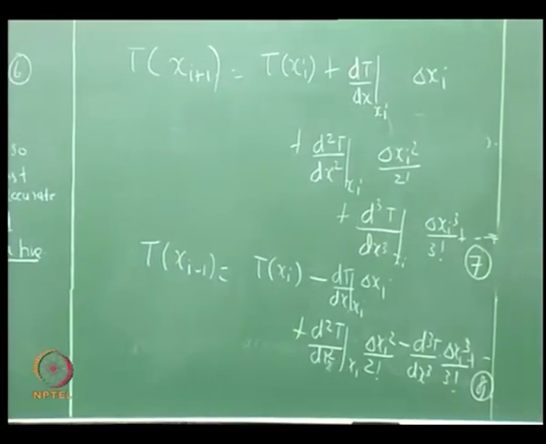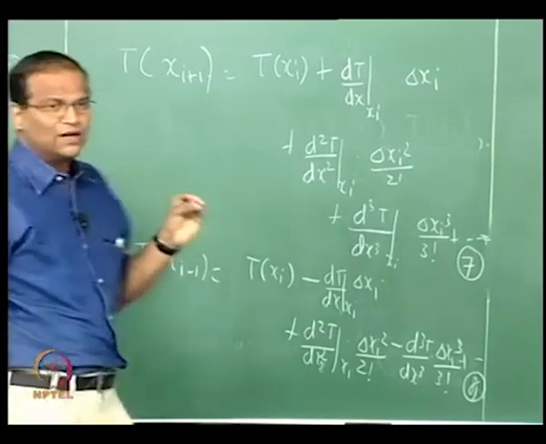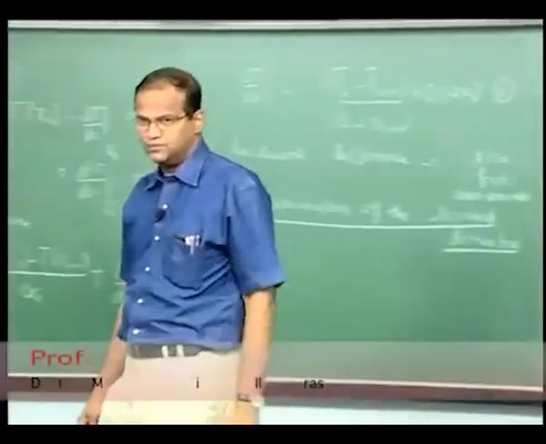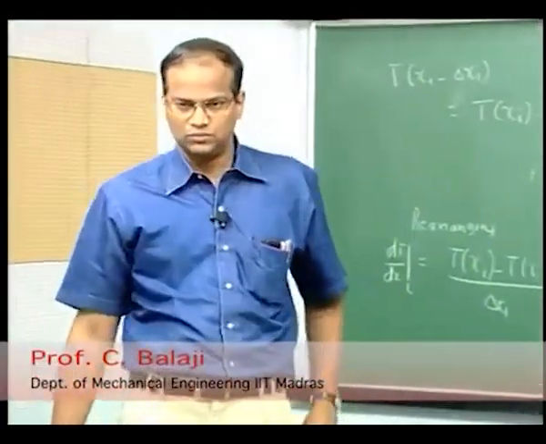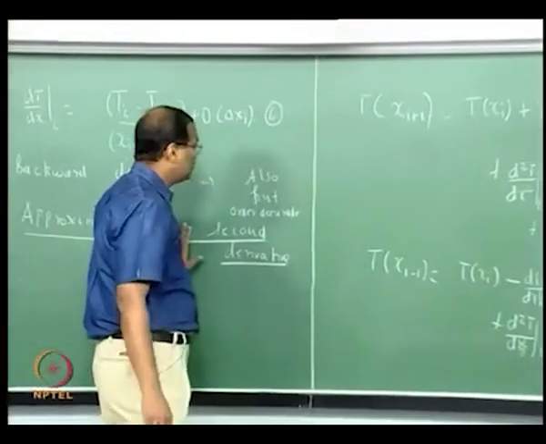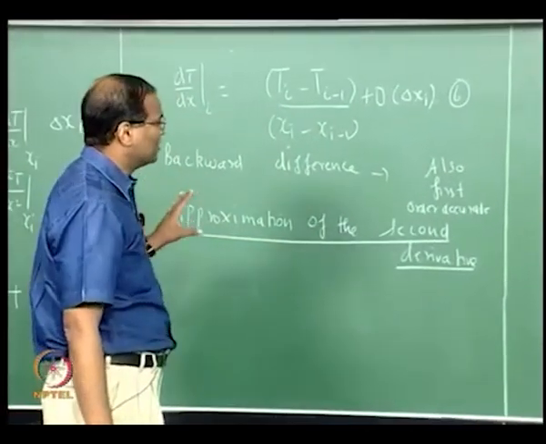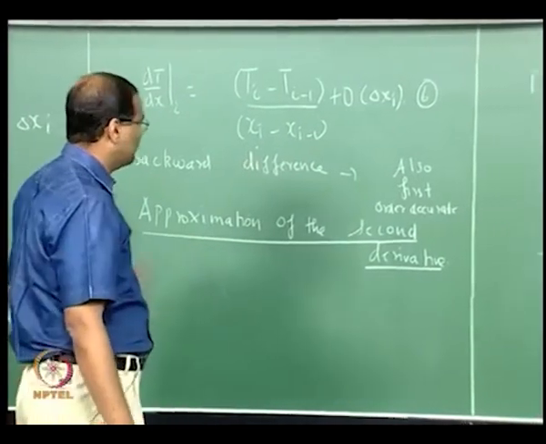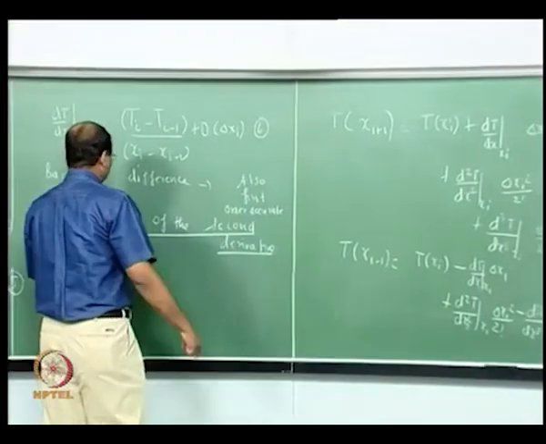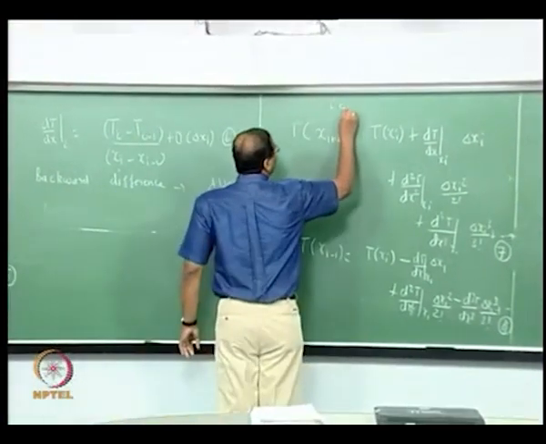So I am writing the Taylor series expansion for T of x i plus 1, and I am also writing the Taylor series expansion of T of x i minus 1. In fact, there are several ways of doing this. Instead of taking the second derivative, what I want to do first is, with the same thing, several things can be done. We can call the title as central difference.